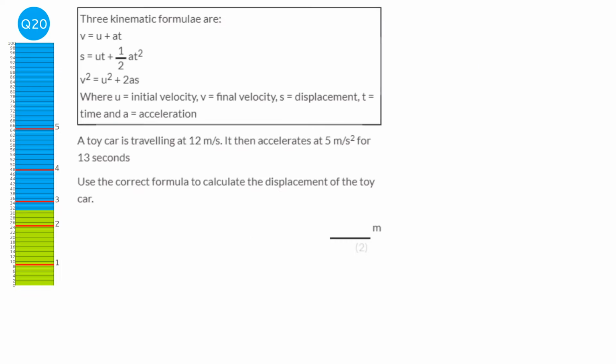I'm going to start this question by writing down what we know. So we know that the toy car initially is travelling at 12 meters per second. So the u is going to be 12 meters per second. It then accelerates at 5 meters per second squared. So we've got an acceleration.